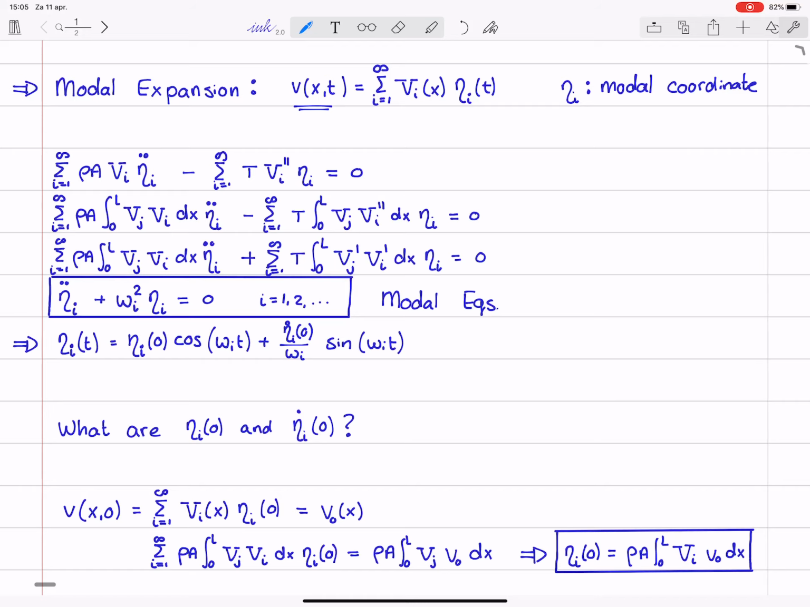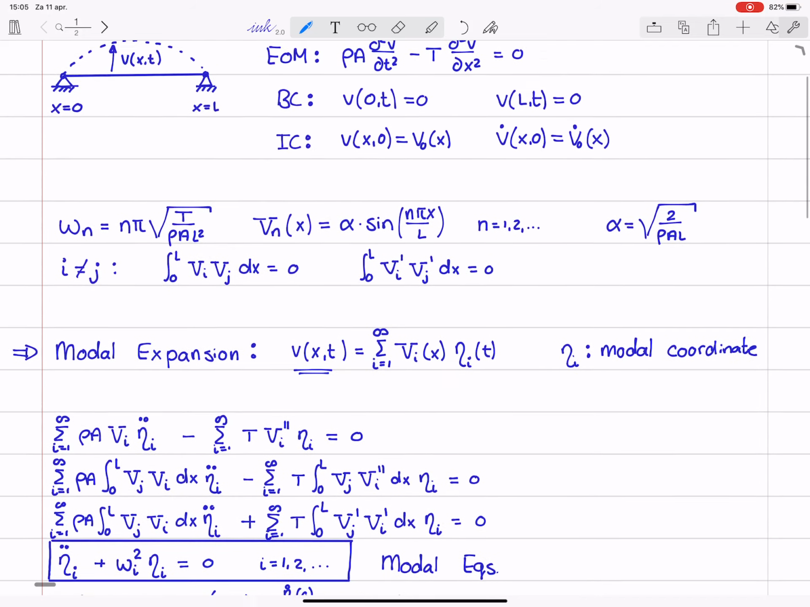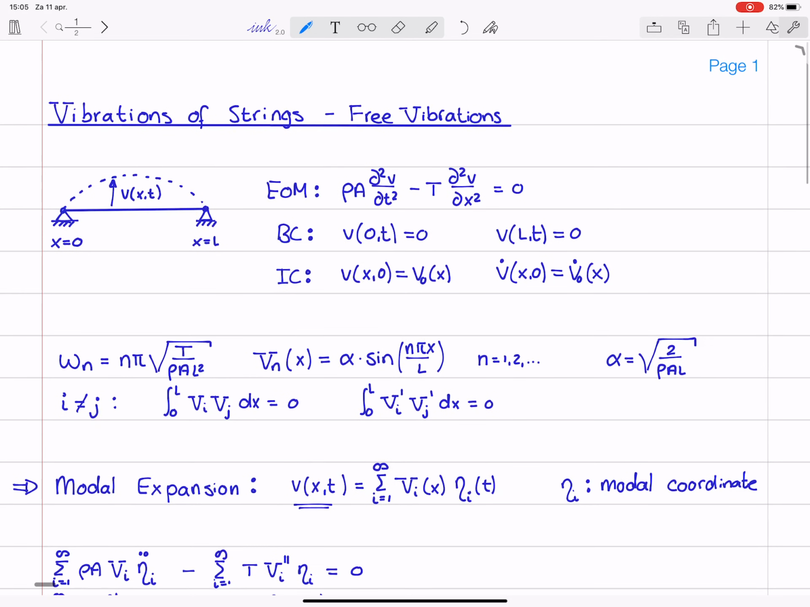In the next lecture, I will give you an example, also based on the same boundary conditions, but then I will specify the initial conditions. And that will give you a much better idea, hopefully, of how to do this in a specific case.